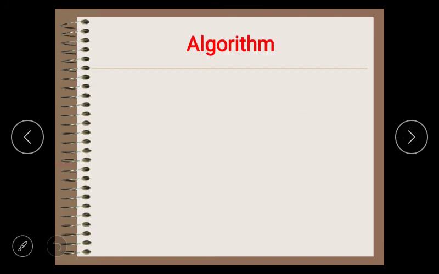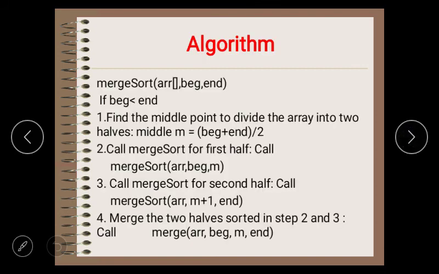We will see the algorithm now. Take the algorithm named merge sort, which has three parameters: array name, beginning variable and ending variable. We need to check whether beginning is less than end or not. If yes, then we need to find the middle to divide the array into two halves. For that we have the formula middle equals (beg + end) / 2. Here middle is taken as the variable m.